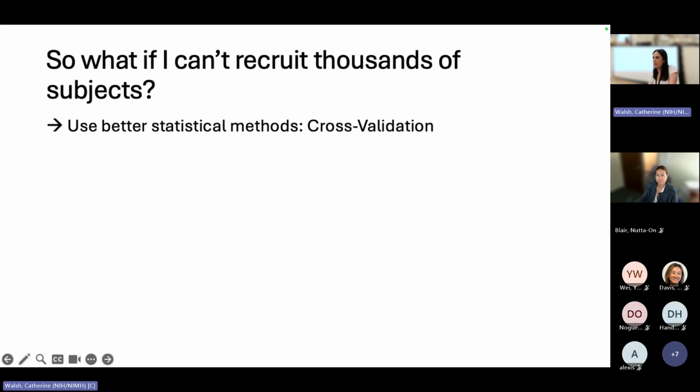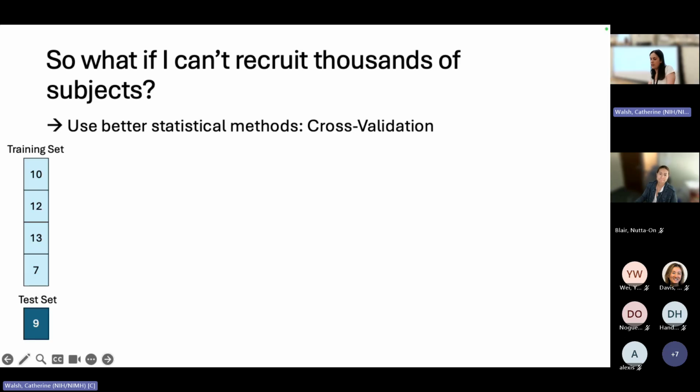So how do we fix this? One way to do this is a machine learning concept called cross-validation, and I'm going to give you an example of what this looks like. So say we have our sample data. We've got 5 subjects here, 5 scores. We can split this into a training and a test set.